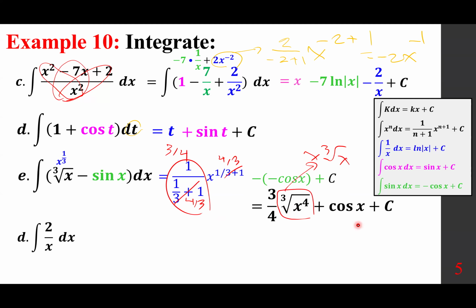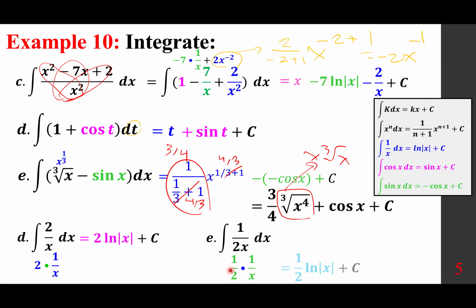What about 2 over x dx? Let's just rewrite it so it becomes clear that this part requires a natural log. So 2 ln of absolute value of x plus a constant. What about this one? Again, rewrite it as 1/2 times 1 over x. So again, you have a natural log. This one had number 2 in front. This one has 1/2, and of course a constant. 1/2 ln of absolute value of x plus a constant is the final answer.